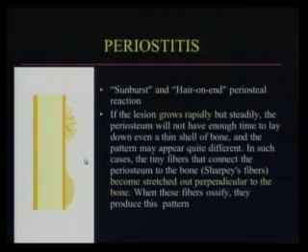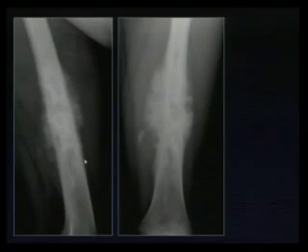Then you have sunburst or hair on end periosteal reaction. So the periosteum attaches to the bone through Sharpey's fibers, right? When the process is more aggressive, the calcium deposition is there, at the attachment site of these Sharpey's fibers. And you will have this appearance, all right? And this is a case of osteosarcoma with a sunburst appearance because of the stretching and calcification of the Sharpey's fibers. And you also see the sclerotic lesion. Look at this cortical thickening and also lucent areas. Okay?